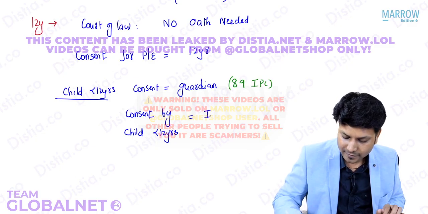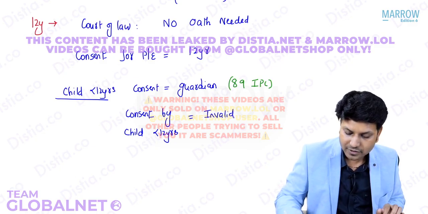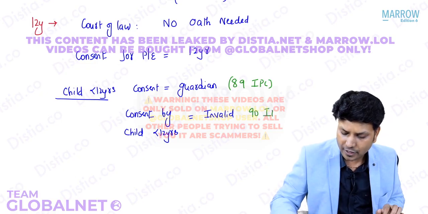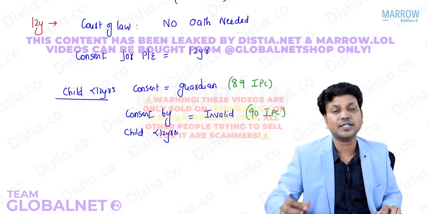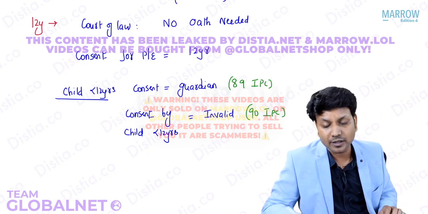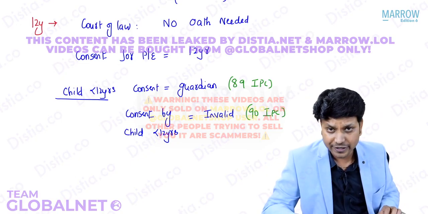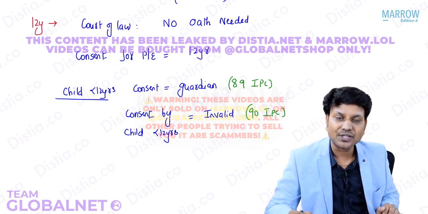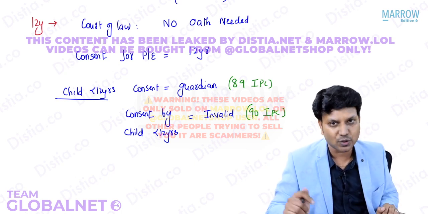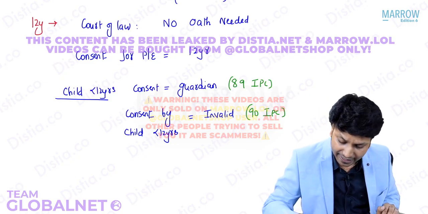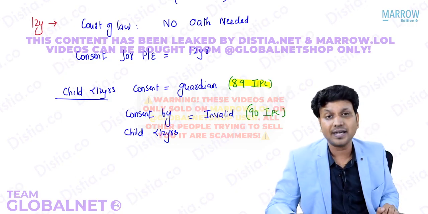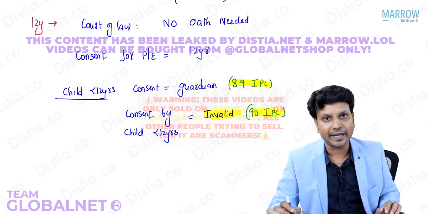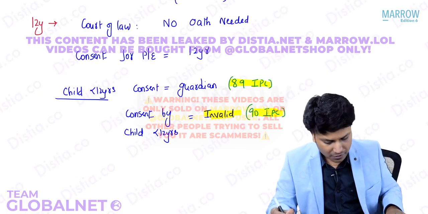It is invalid. And this is given by Section 90 IPC. 90 IPC also states the other situations where the consent can be invalid: insanity, influence, intoxication. But a child less than 12 years is also mentioned in that. If the child is less than 12 years, the guardian has to give consent. That is given by 89 IPC. A child less than 12 years, if it gives consent, the consent is invalid. That is given by 90 IPC. Okay, so this is about 12 years.